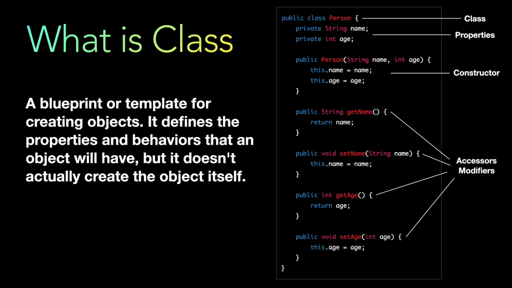Basically, this is where you encapsulate. You are not directly giving access to the properties. So if you notice, name and age are private, so those can't be directly accessed. If you have to get or set, that is, mutate the values of these properties, you have to use these accessor and modifier methods, right? So that is what a class is.